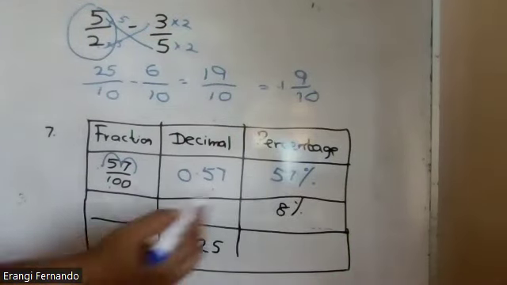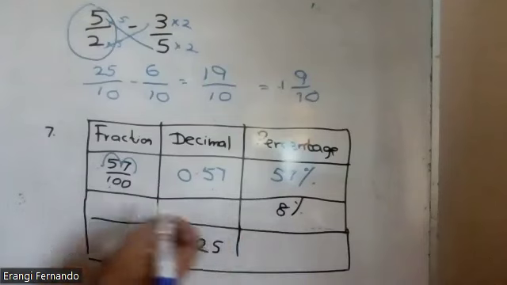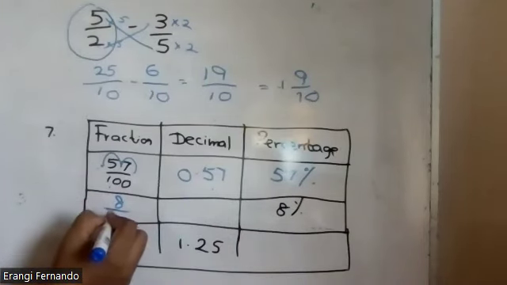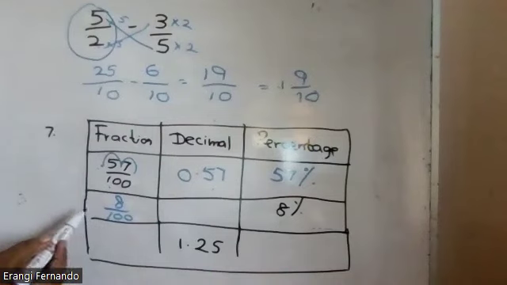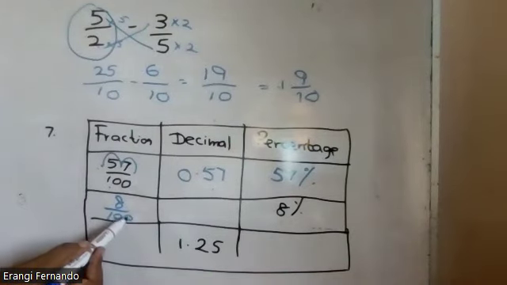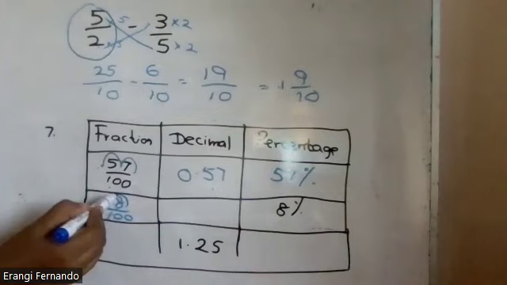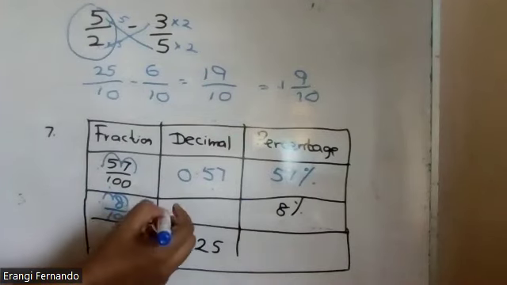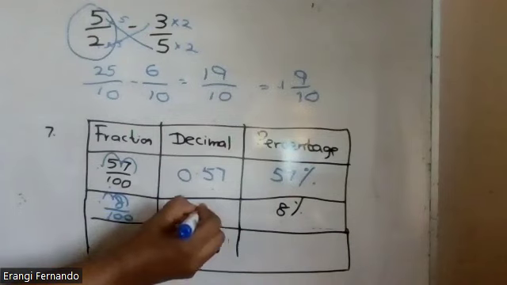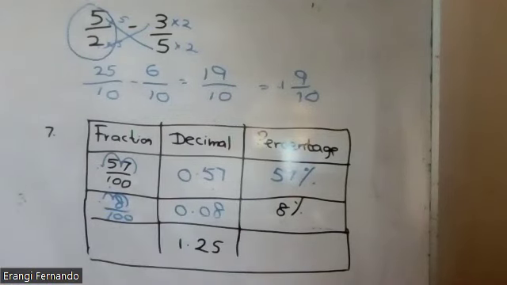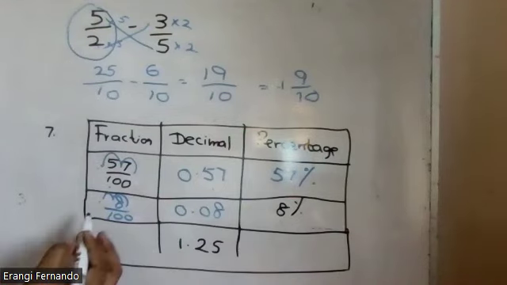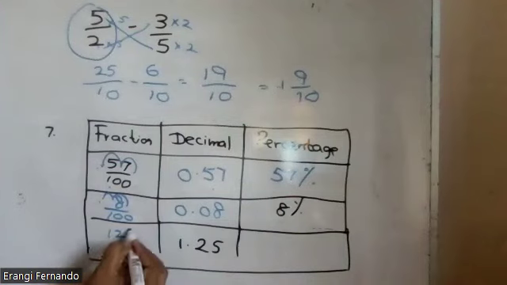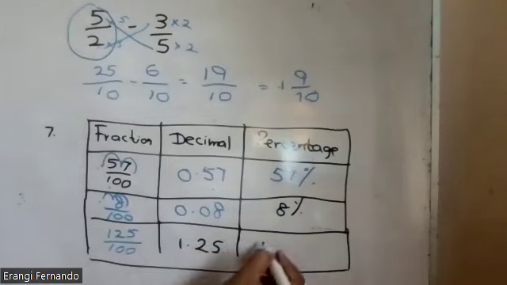The next one, we'll write this one as a fraction, 8%, 8 over 100. So when you're writing this one as a decimal, you have to move 2 decimal places to the left, 1, 2. Then the answer will be 0.08. Right. The next one, 1.25. 1.25 means 125 over 100. As a percentage, 125%.